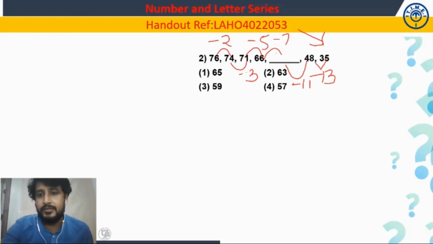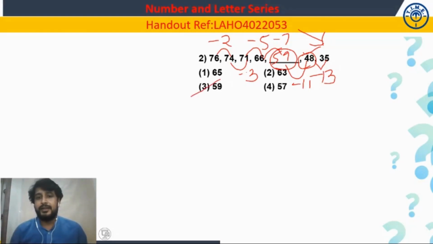66 minus 7 is how much? 59. Is there any option available? Yes, 59 is available. But we need to cross check with the minus 11 whether it is matching with the 48 or not. 59 minus 11 is how much? 48, perfectly matching. So, our answer 59 is absolutely right, and the choice is 3. And the logic is difference is consecutive prime numbers in the decreasing order.